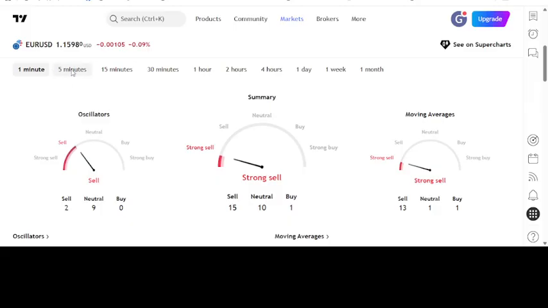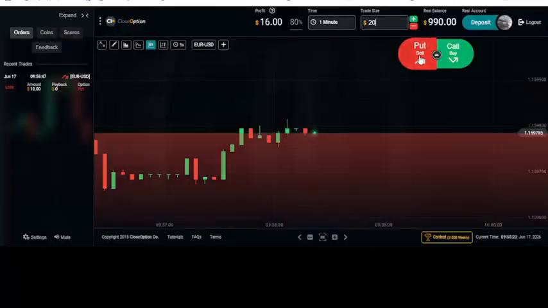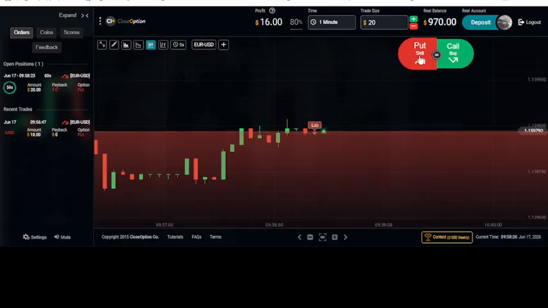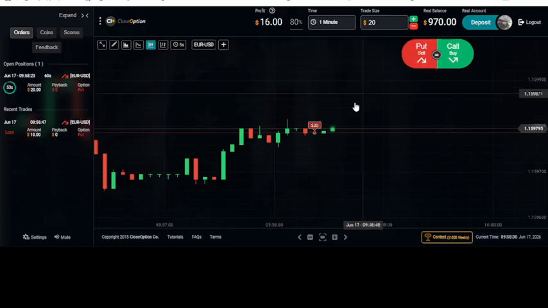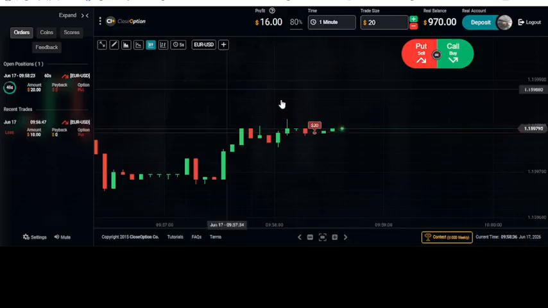So let's go back to the technical indicator on TradingView. We're still getting a sell on the 5, but we're focusing on the 1-minute, and it's telling us to sell. So let's go ahead and put in another put trade here, another sell trade at this level. If this trade wins, we would have recovered the $10 loss and gotten some additional profit.